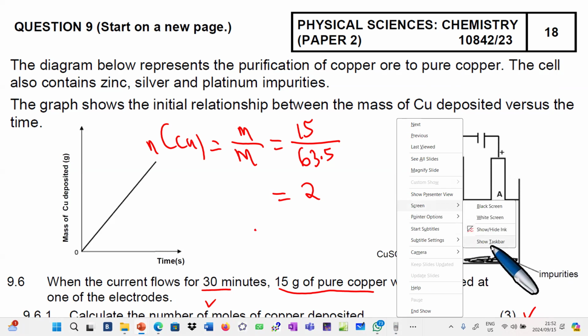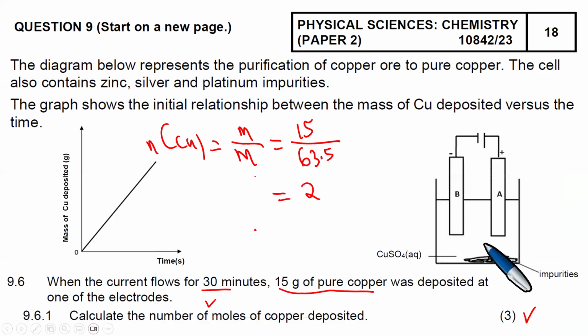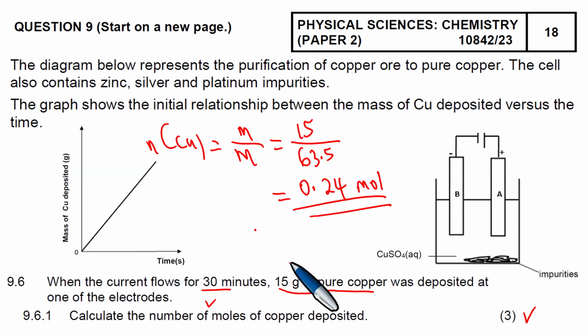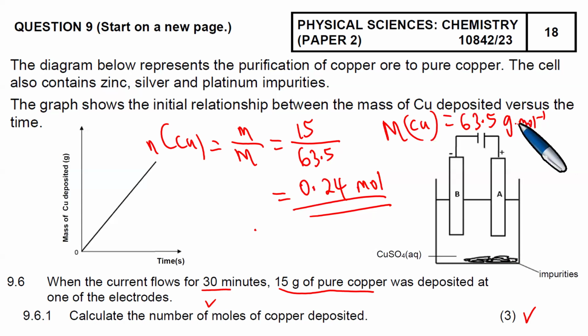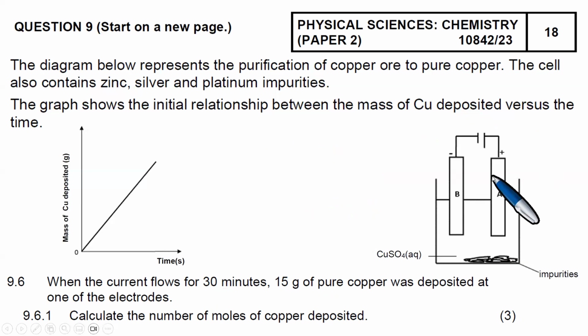Right, so here you're going to put 0.24 moles. Then you're going to look at the next question now, because now we know the molar mass, the molecular mass of copper, the big M. The molecular mass of copper is from the periodic table, grade 11 and grade 12. Please take note of this. The molar mass is measured in grams per mole. So let us look at the next question.